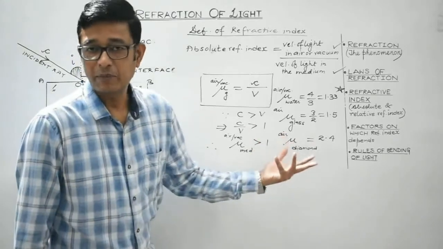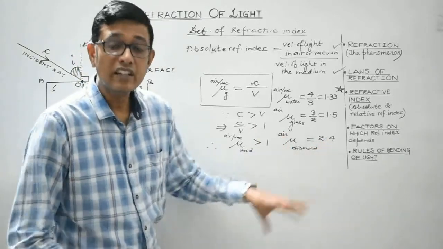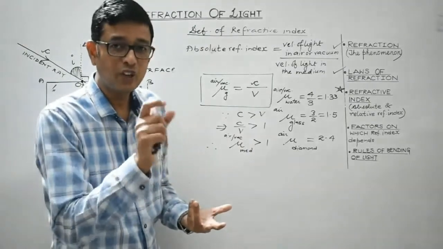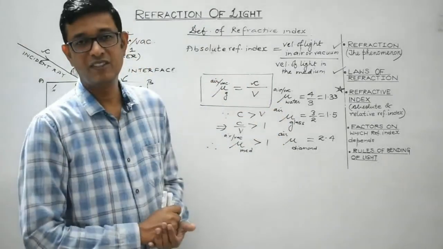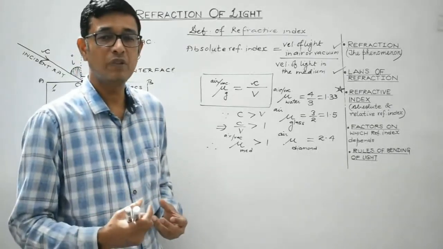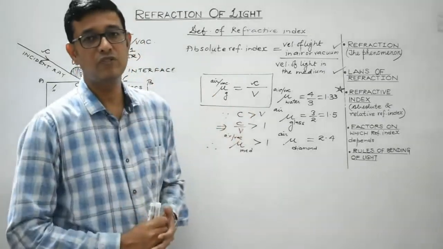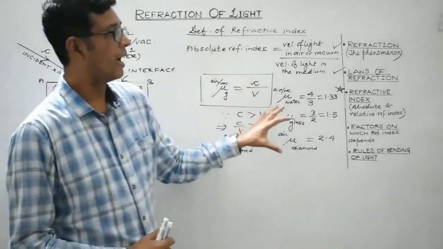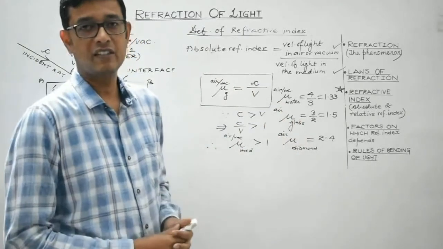The greater the absolute refractive index of a medium, the greater will be its density, and the lesser will be the speed of light in that particular medium. Clear, students? These are some basic concepts which, being a science student, you must be aware of, which you need to know. So this is regarding the absolute refractive index.